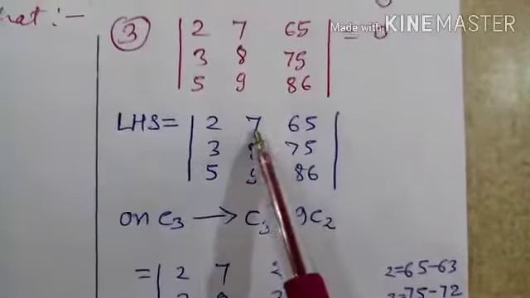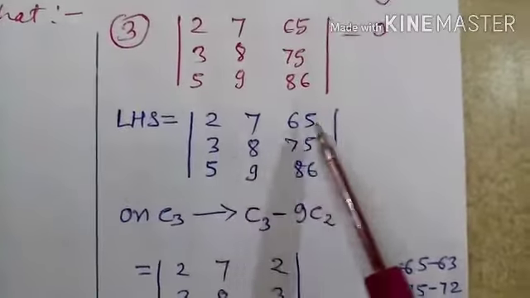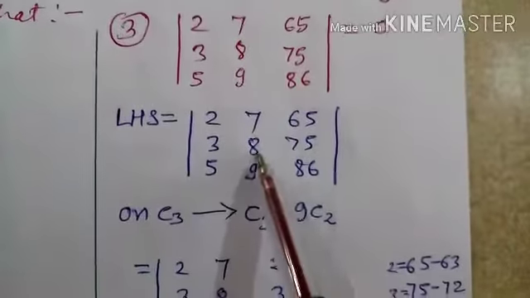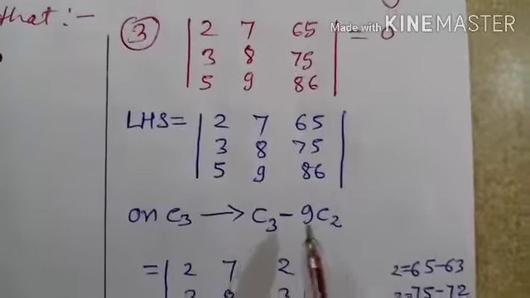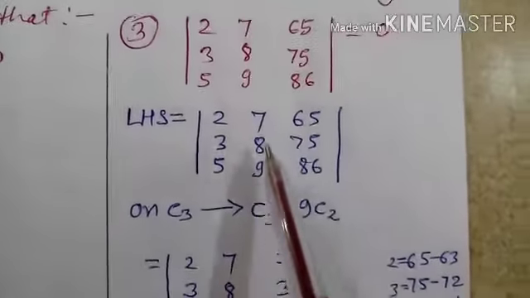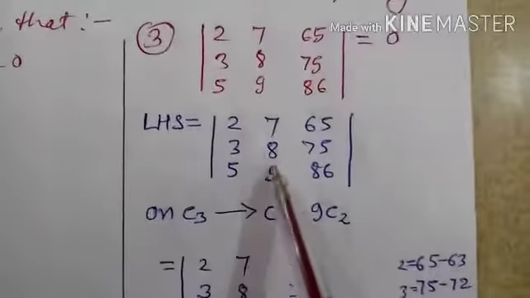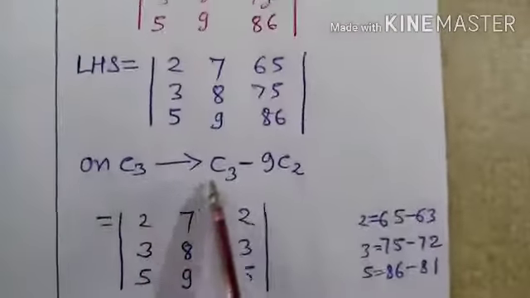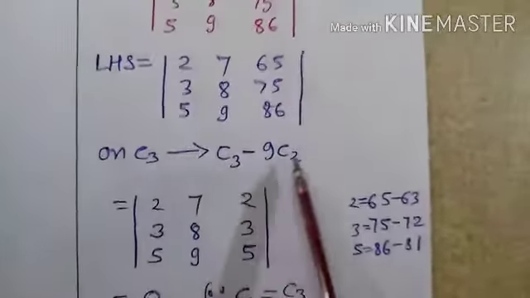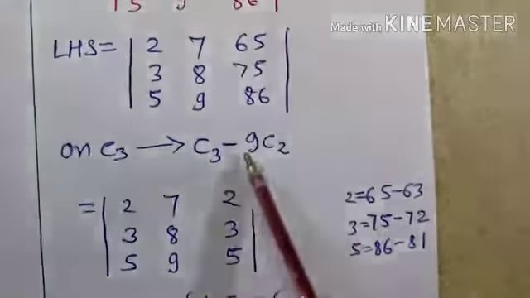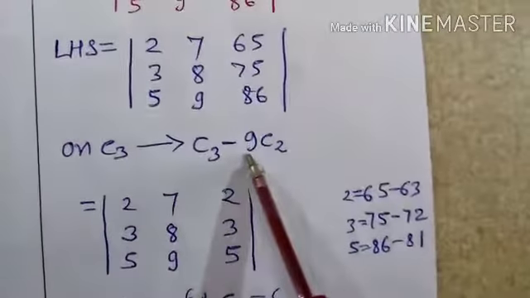So let's see here, 7 nines are 63, and 8 nines are 72, and 9 nines are 81. So we multiply the second column by 9 and subtract from C3. So here we do the operation C3 minus 9 times C2. The first two columns stay as they are, 2, 3, 5 and 7, 8, 9. Now from the third column subtract the second column multiplied by 9.